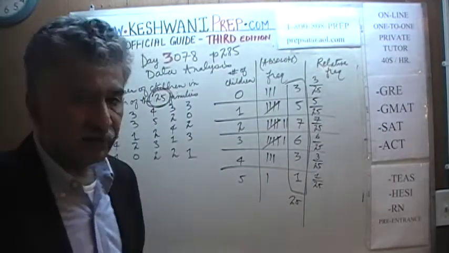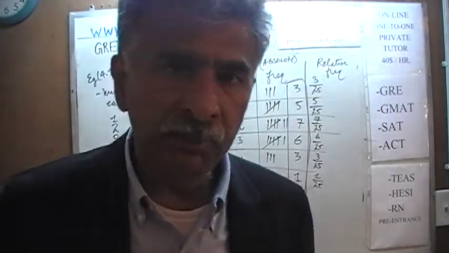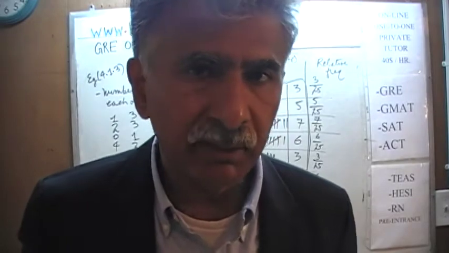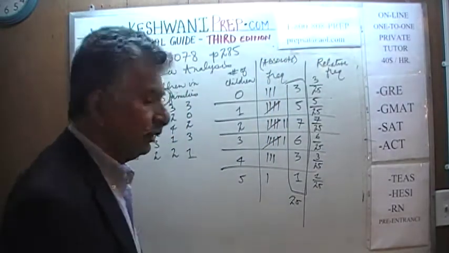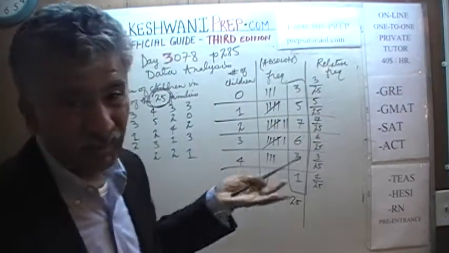And we can leave it like this. There is nothing wrong with it. There is absolutely nothing wrong with it. We can just leave it like this. Or, if we like, we can present it as percentage. Let's do it as percentage because it's out of 25, which is very easy.